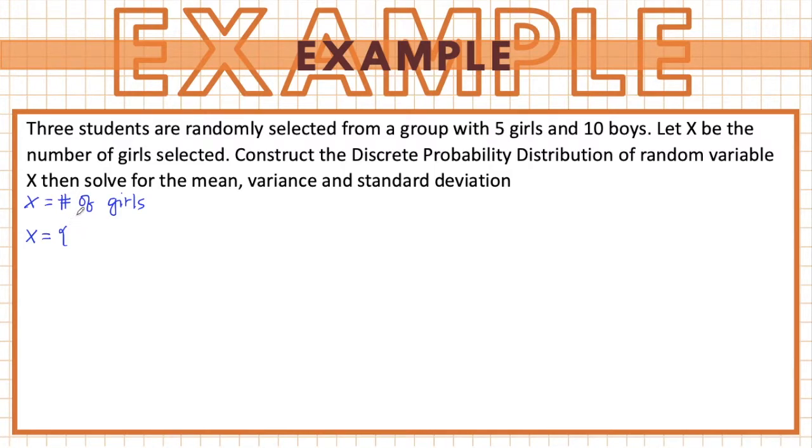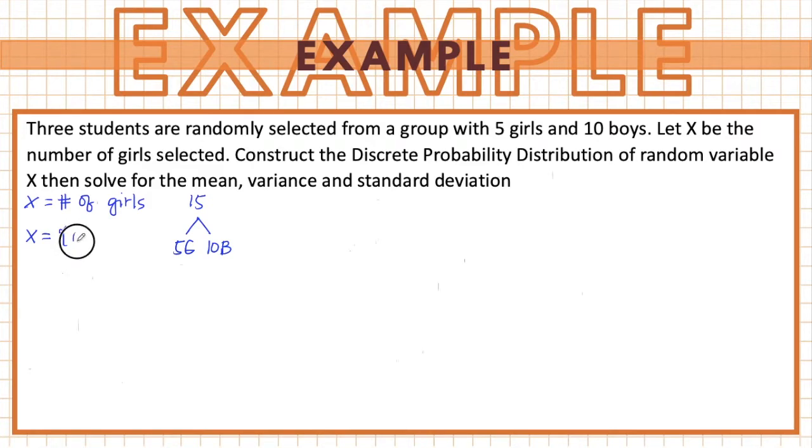So ang experiment dito sa example na to, kukuha ng 3 estudyante from this group. So there are a total of 15 students. Why? Because there are 5 girls and 10 boys. So there are 15 students and there are 5 girls and 10 boys in this group. So the experiment is kukuha tayo ng 3 estudyante randomly dito sa 15 students na to. And x is the number of girls that we may get.